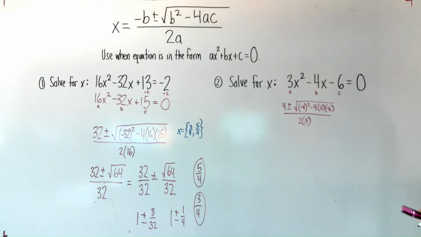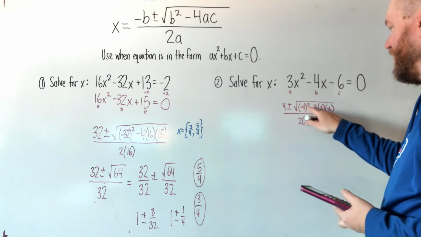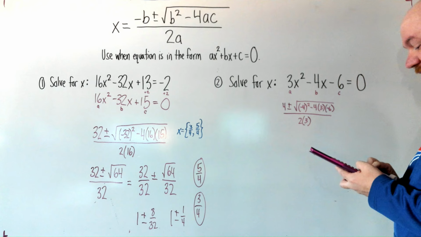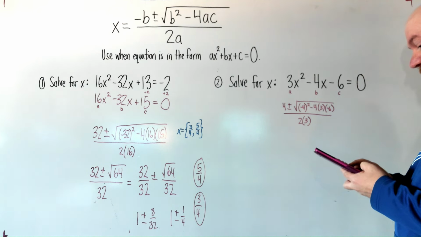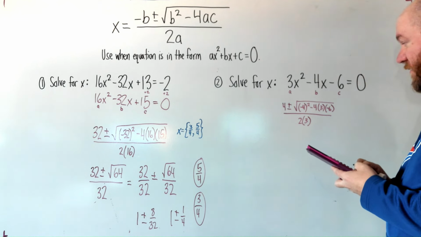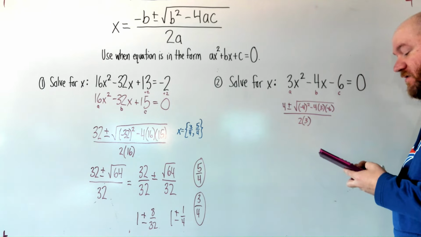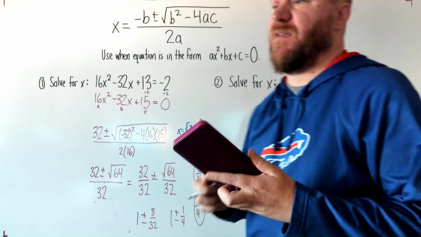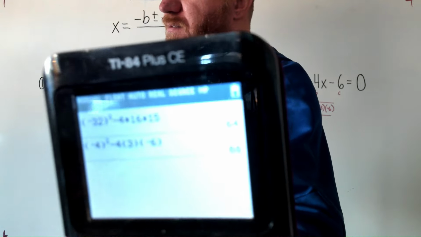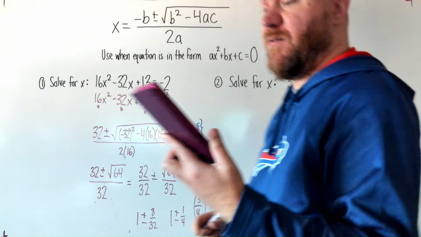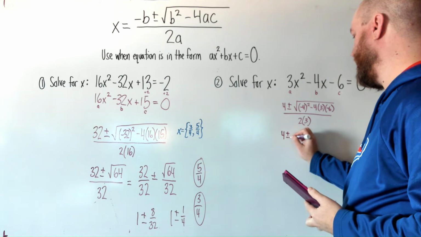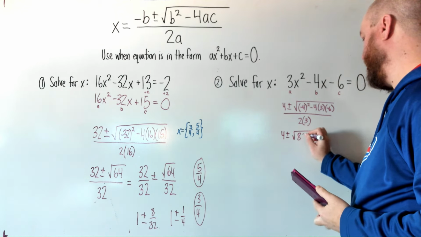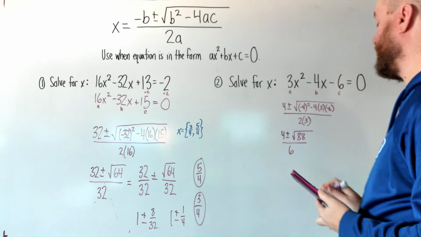All right, so they have everything plugged in. Just like the last one, I'm going to try to do the whole radical at once. Notice when I do this, I do everything in parentheses because I want to remind myself that they're all separate terms, so they should be multiplied. So when I do everything under the radical, I end up getting 88. So that'll be 4 plus or minus radical 88 all over 6.